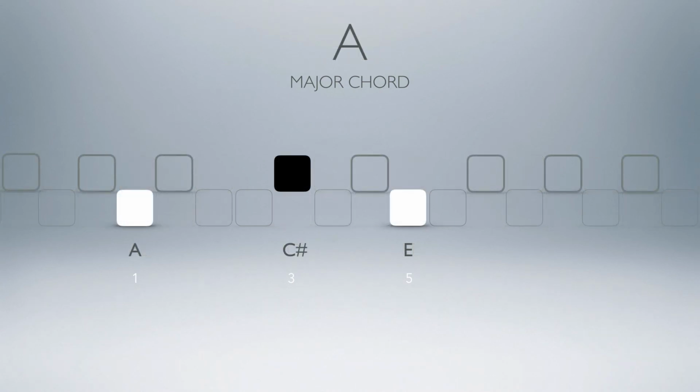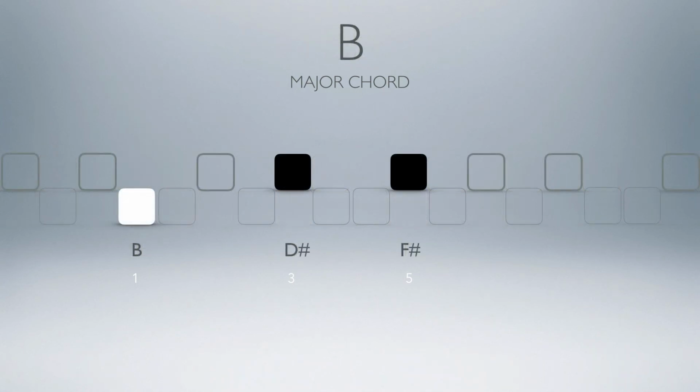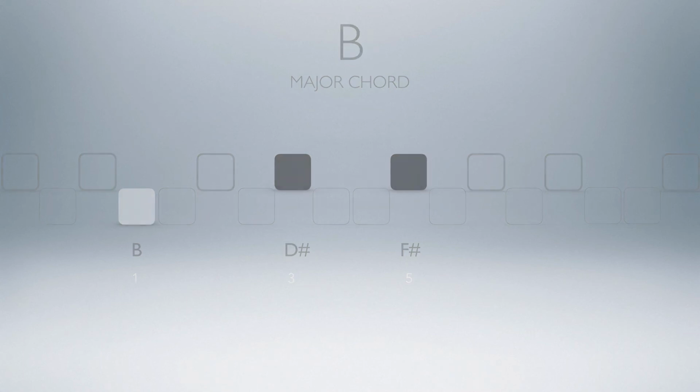The visual pattern of the perfect major chord of A is white, black, white. The visual pattern of the perfect major chord of B flat is black, white, white. And finally, the visual pattern of the perfect major chord of B is white, black, black.